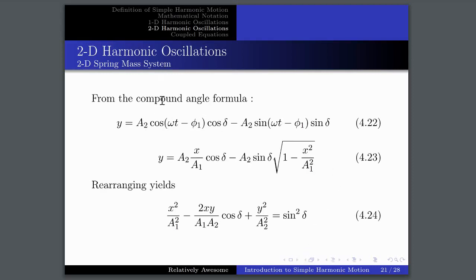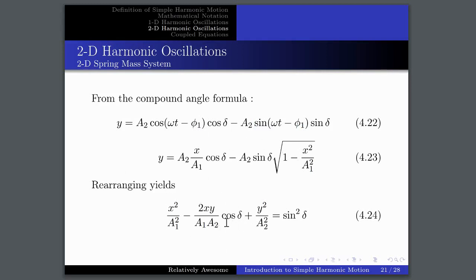From the compound angle formula, we can further, not really simplify, but write it in a different form. We note that this cosine of omega t minus phi 1 is actually equivalent to x over a1. And this sine of omega t minus phi 1 is obtained by the trigonometric identity sine squared theta plus cosine squared theta equals 1. So we can write this sine as the square root of 1 minus cosine squared of omega t minus phi 1. By rearranging this equation, we yield this.